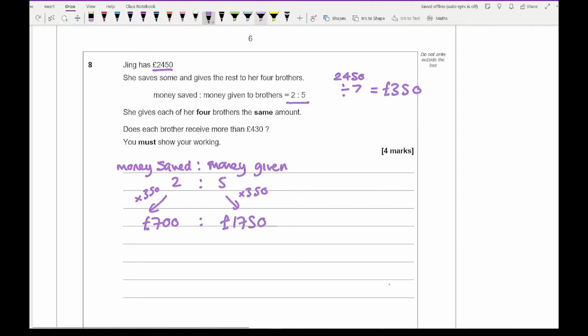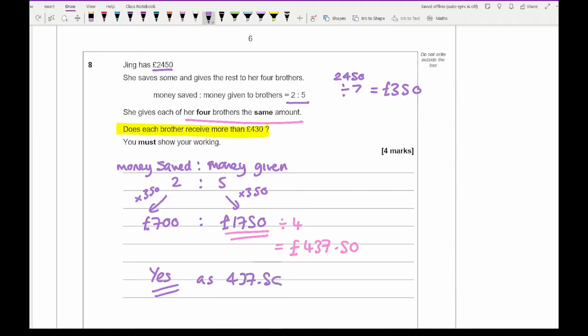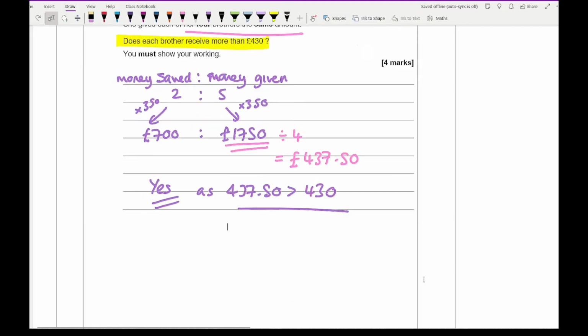1750. Now the next thing for me then to do is to know that she gives her 4 brothers the same amount. So what we need to do with this number is divide this by 4. So 1750 divided by 4 gives me an answer of £437.50. So then going back to the original question, does each brother receive more than £430? The answer is yes, as 437.50 is greater than 430, and there is my reason for it.